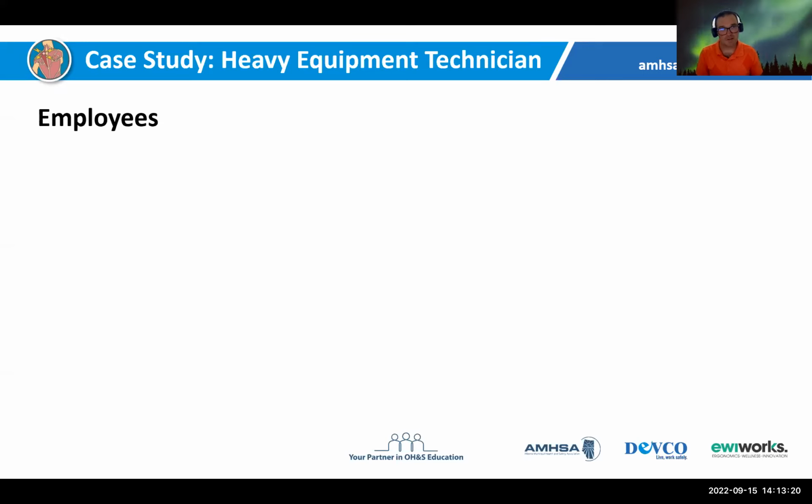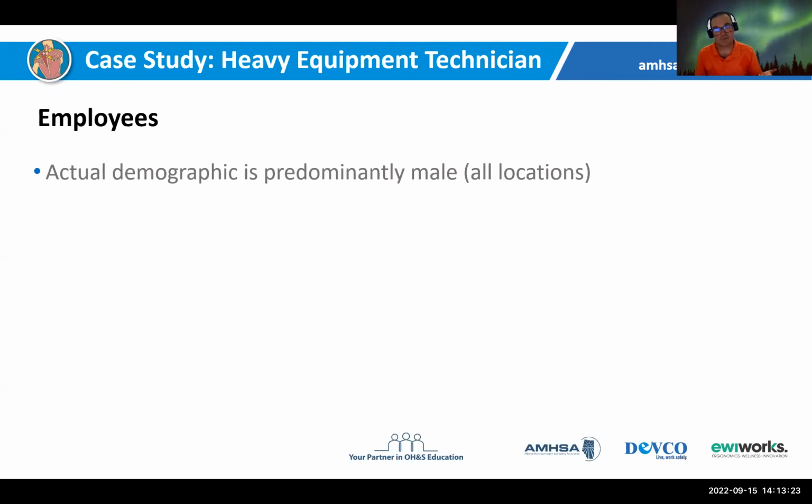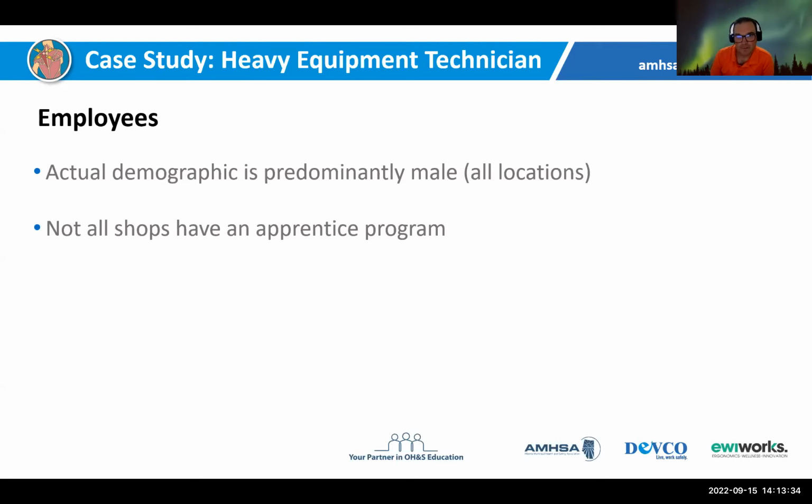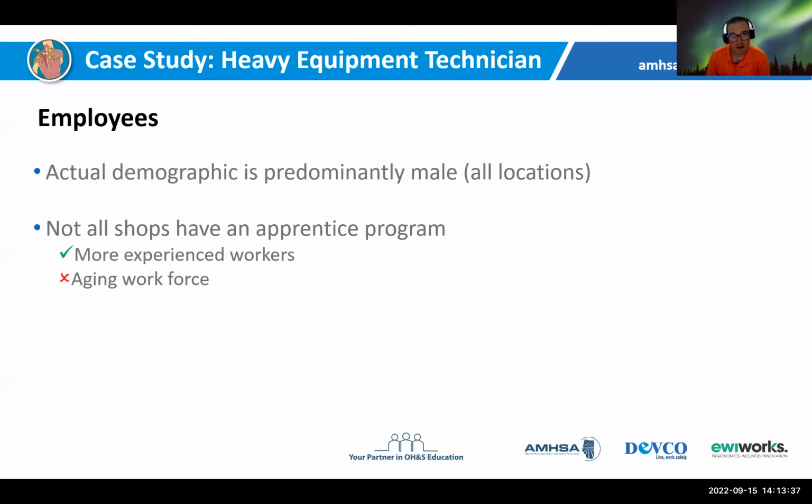When we look at the employees, the reality is, despite what the internet says, every single shop that I've been to, the demographic is predominantly male. And this is true of any heavy equipment technician shop that I've been to. The reality is of the 6 shops that I've looked at in this case study, none of them had an apprentice program. And we know that some shops do, but these shops specifically didn't. And that has the advantage of more experienced workers, but the disadvantage of you've got an aging workforce and nobody to replace them. So you kind of do put your shop at a little bit of risk in that regard.